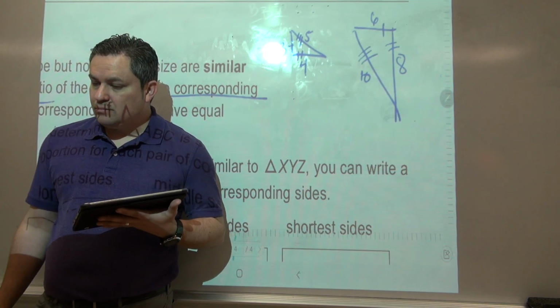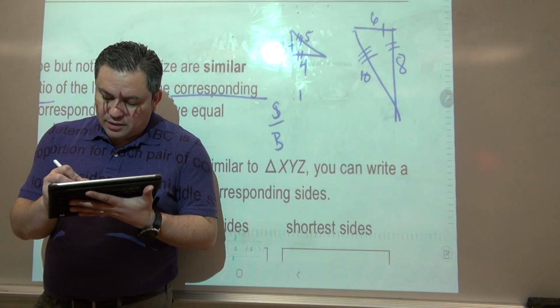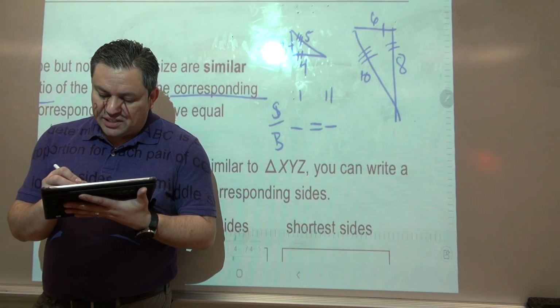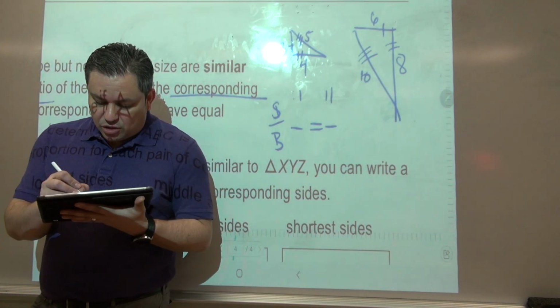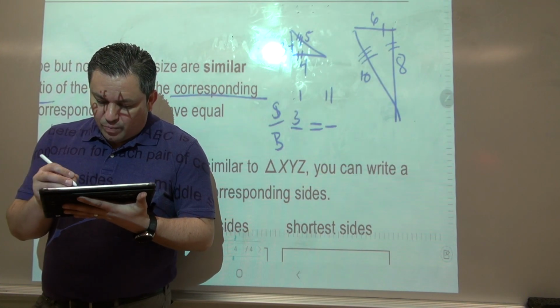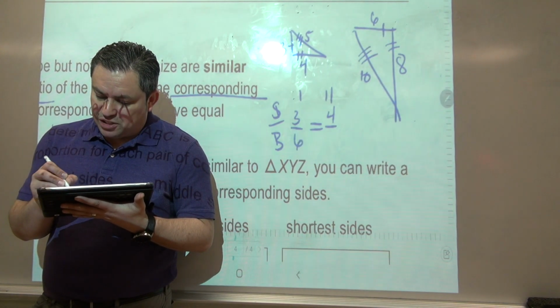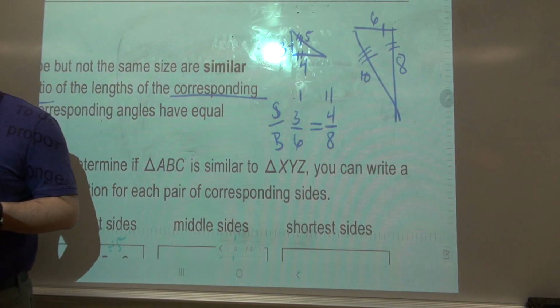Right there. So, small over big, 1 and 2. I'm going to use 2 of them for now. What's S1? Because we're going to do it separately. What's S1? 3. S2? 6. B1? 4. And B2? 8.